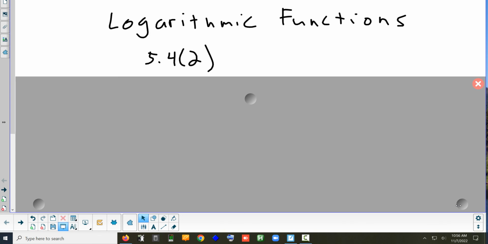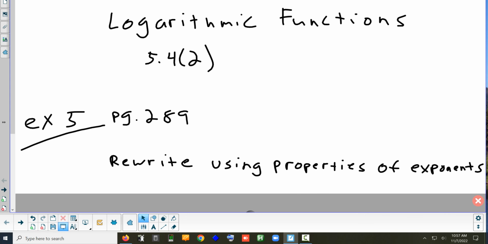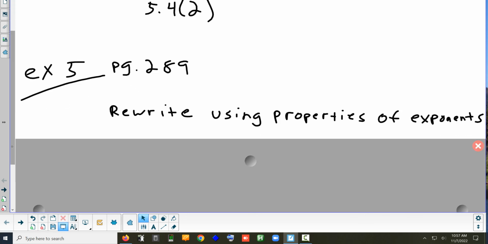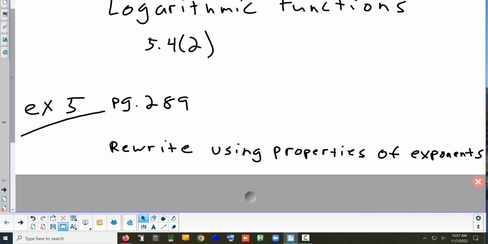So we're going to start by looking at 5.4 part 2. Okay, still on logarithmic functions. I'm going to start with a problem that involves using properties of exponents to rewrite something.